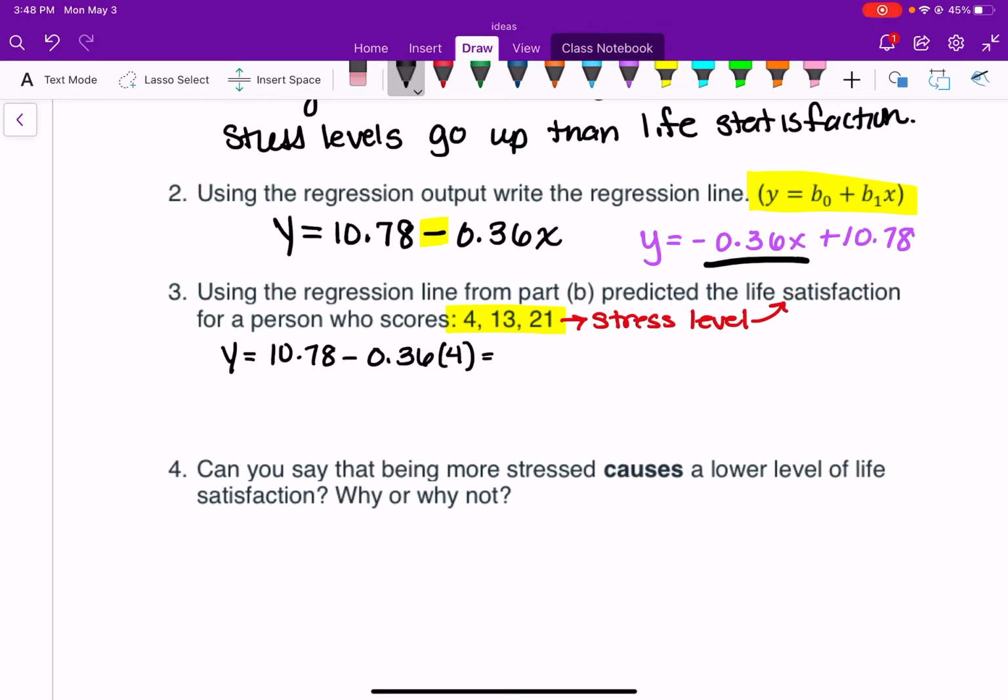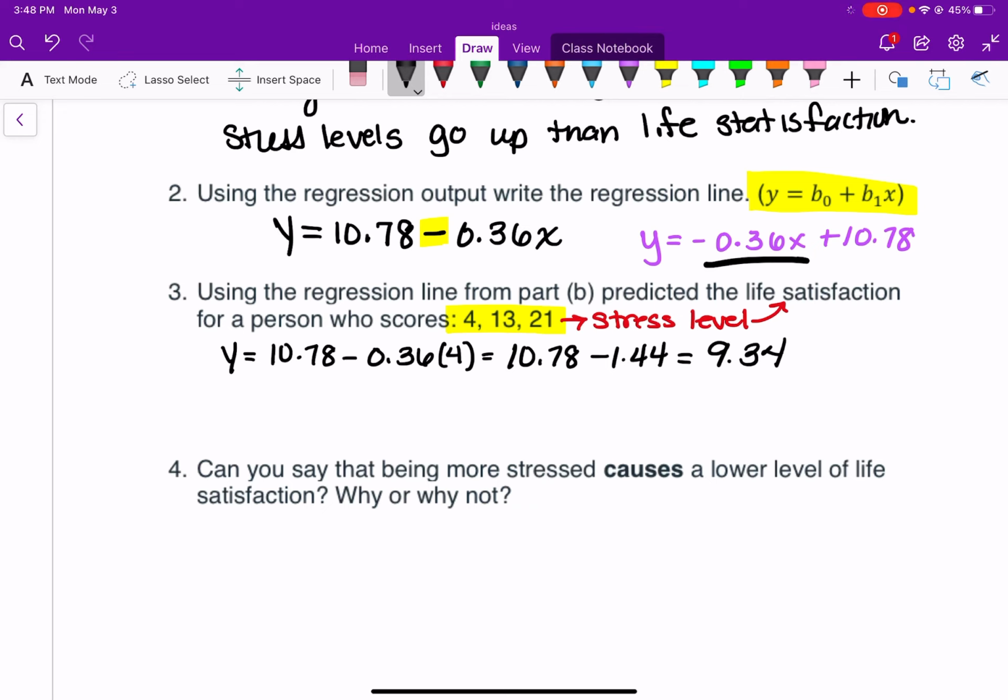0.36 times 4 is going to give us 1.44. So this is 10.78 minus 1.44. So 10.78 minus 1.44, and we get a life satisfaction scale of 9.34, which makes sense, right?